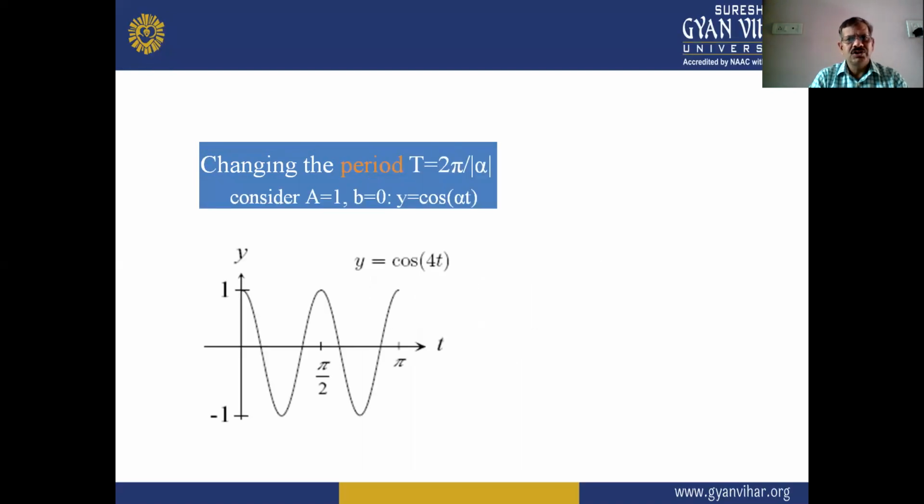And we are also changing the period in the waveform. So here we change the period T equal to 2 pi upon magnitude of alpha. So consider A equal to 1 and b equal to 0 and y equal to cos alpha t. In this waveform, we show the changing of the period T equal to 2 pi upon magnitude of alpha.